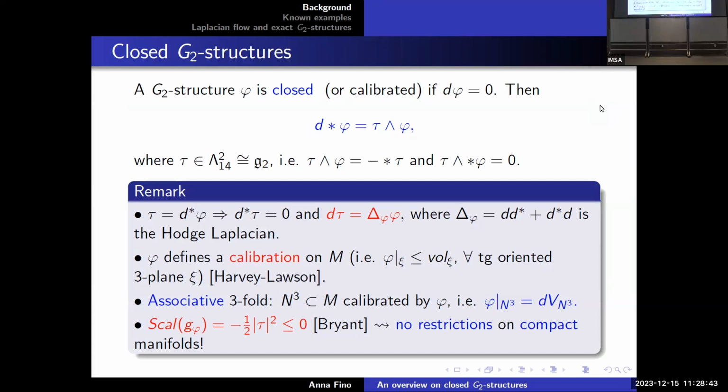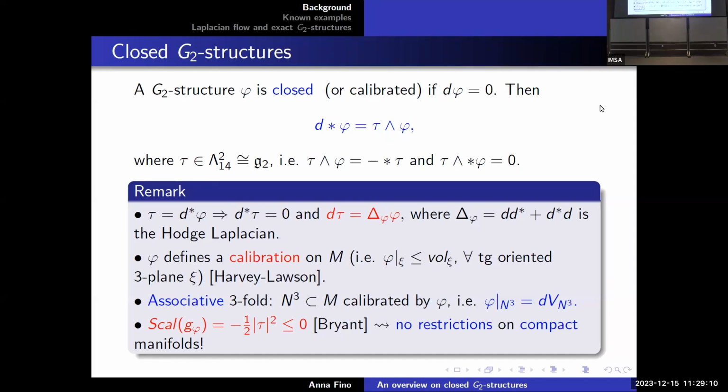The definition is quite natural. You impose that the four-form is closed. Then automatically, if you compute the differential of star the four-form, you have only one term going on. You have something like tau wedge phi, and this tau, which is the only left portion that you have, has some nice property.